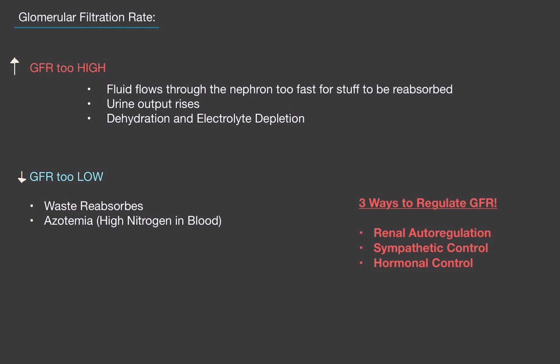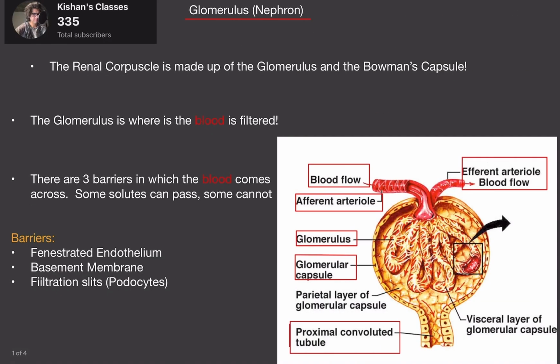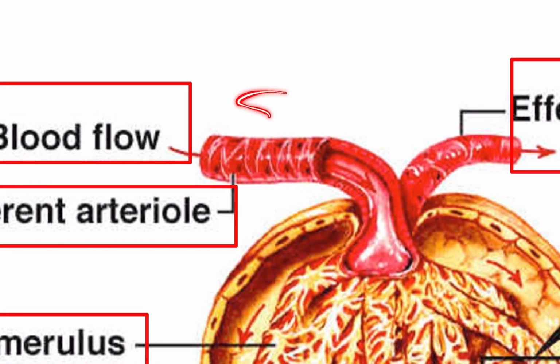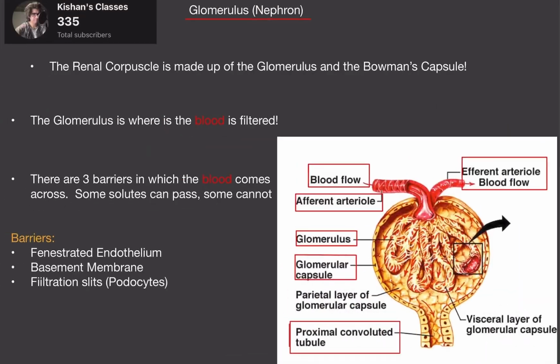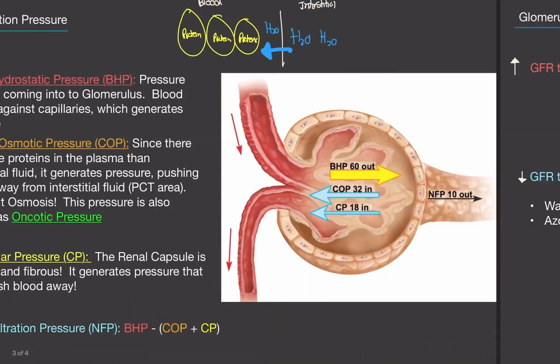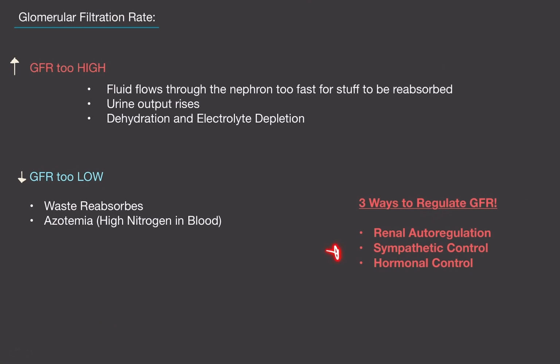There are three ways to regulate GFR, and I'm going to make a whole video on this later on. But just as an overview right now, we can do renal autoregulation, which is really cool, sympathetic control, and hormonal control. Renal autoregulation has to do with these two vessels right here. It's super, super cool. I'm not going to ruin the surprise, but it is really cool. There's also sympathetic control and hormonal control, which I'll talk about a little later.